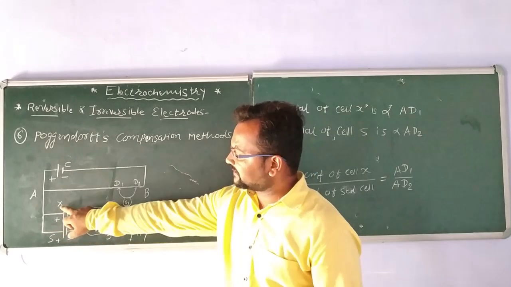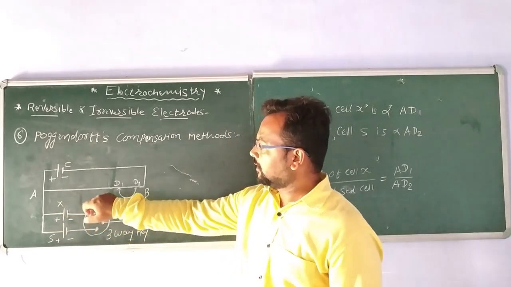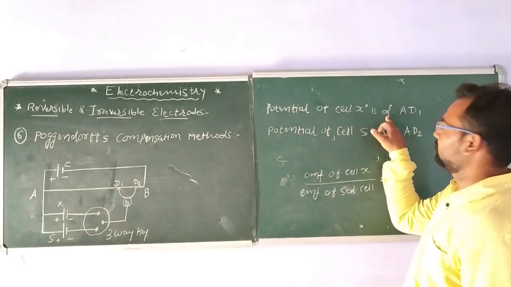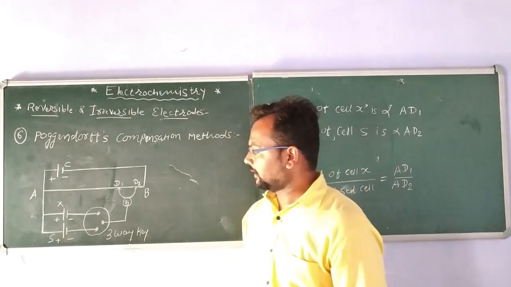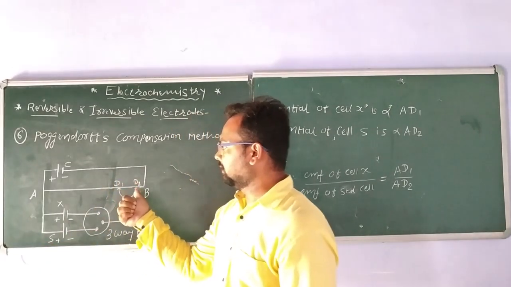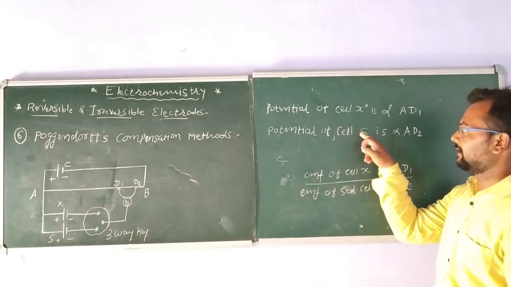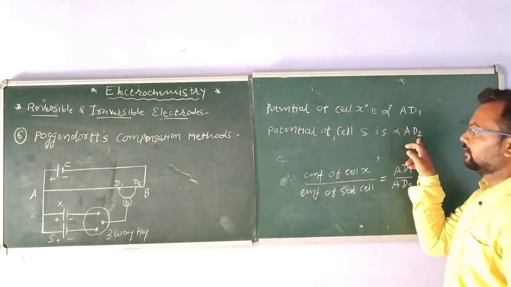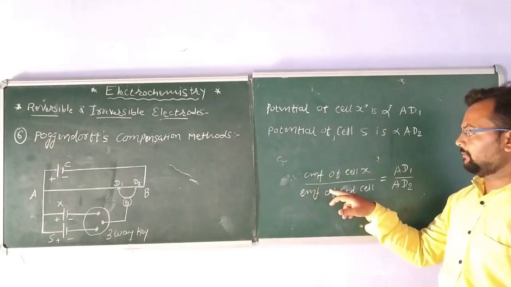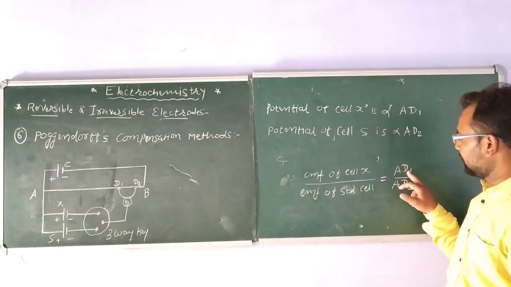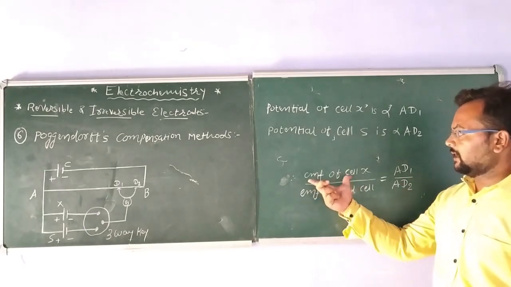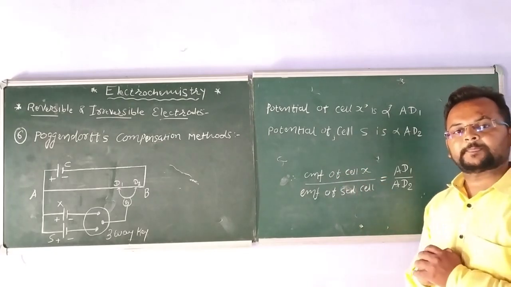The potential of cell X is directly proportional to the length AD1. The standard cadmium cell is connected to determine the null point D2. That means the potential of cell S is proportional to AD2, and we get the equation: EMF of cell X upon EMF of the standard cell is equal to AD1 upon AD2. From this equation we calculate the EMF of cell X. Thank you.